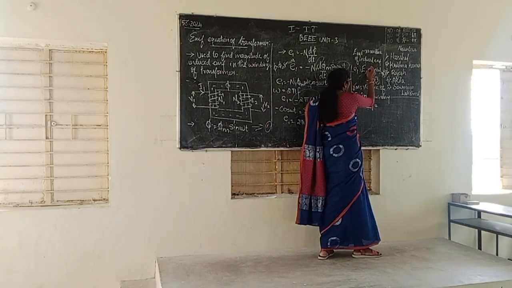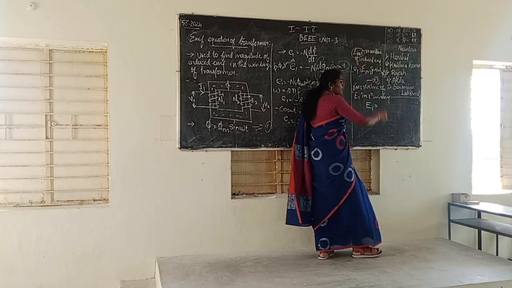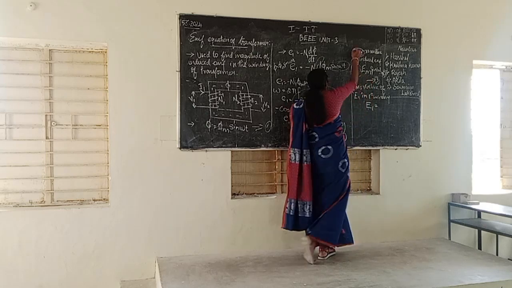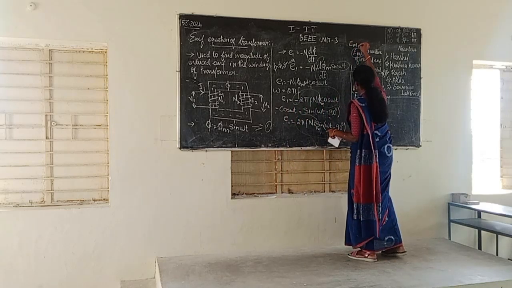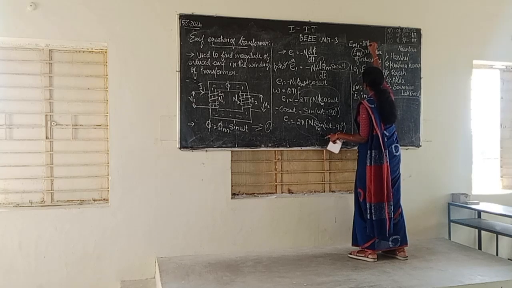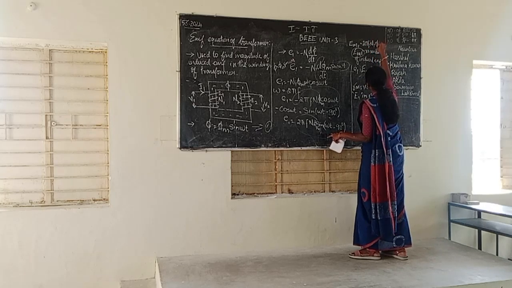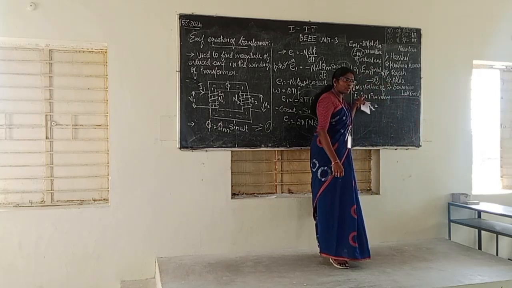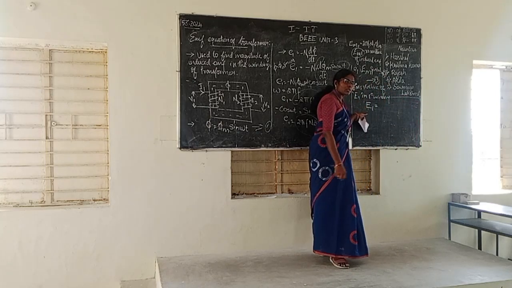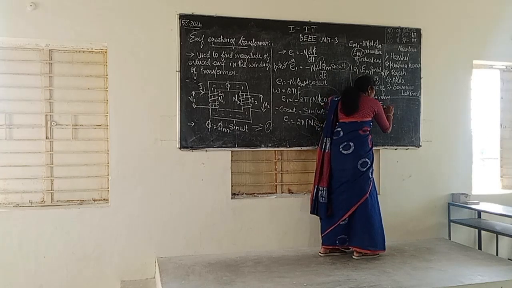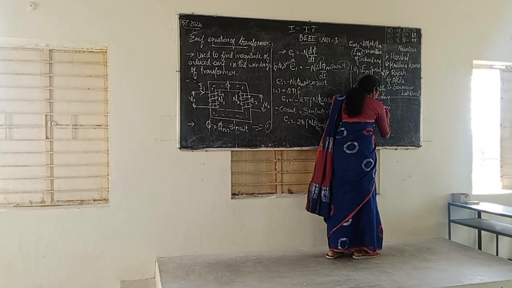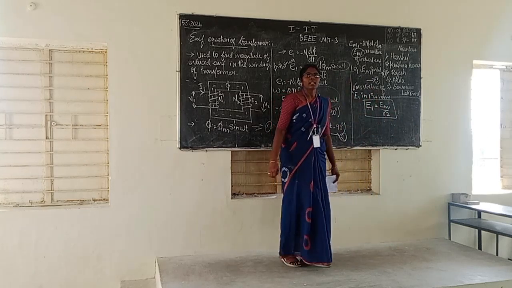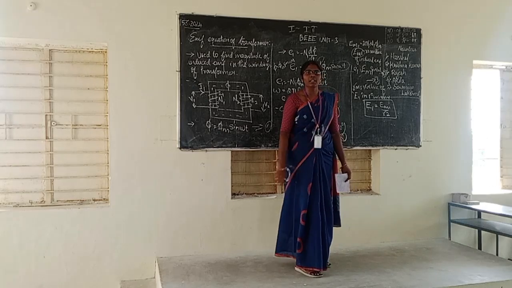We have found the maximum value of induced EMF is EM1. EM1 is equal to 2 pi f into n1 into phi m. Clear? Next, we have to find out the RMS value. The RMS value is the maximum induced EMF divided by root 2. That is the RMS value of the induced EMF in the primary side.